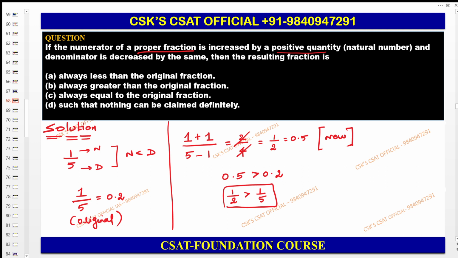So go with the statements now. Always lesser than the original fraction? No, since the resulting fraction is the new one, that is not lesser. We can eliminate. Whether it is equal? No, eliminate. Such that nothing can be claimed definitely? No, we can claim definitely that it is always greater than the original fraction. So we are done with the example here. B is the correct answer for this question. Anybody having a doubt, you can ask.